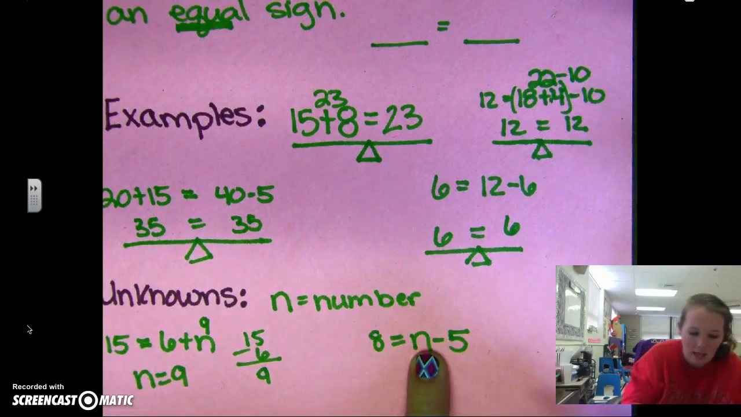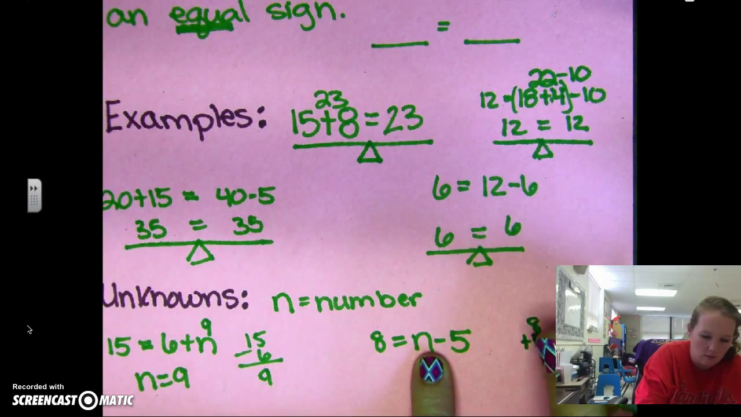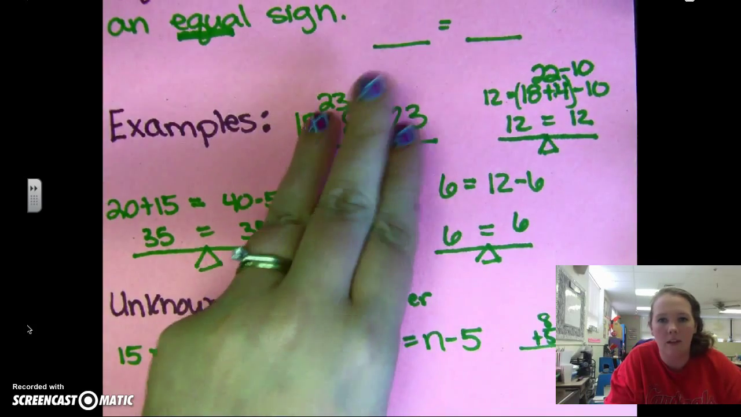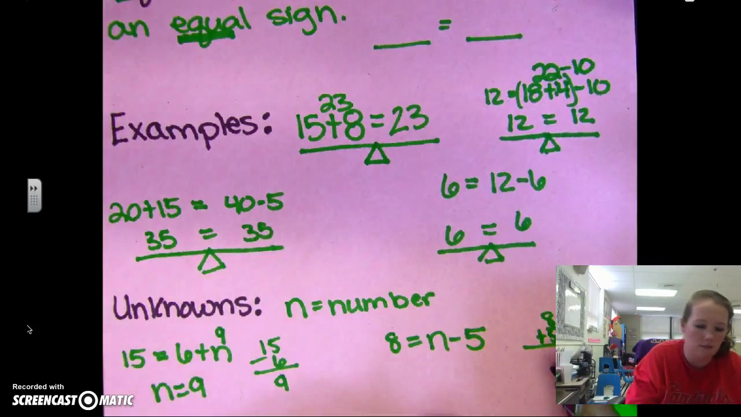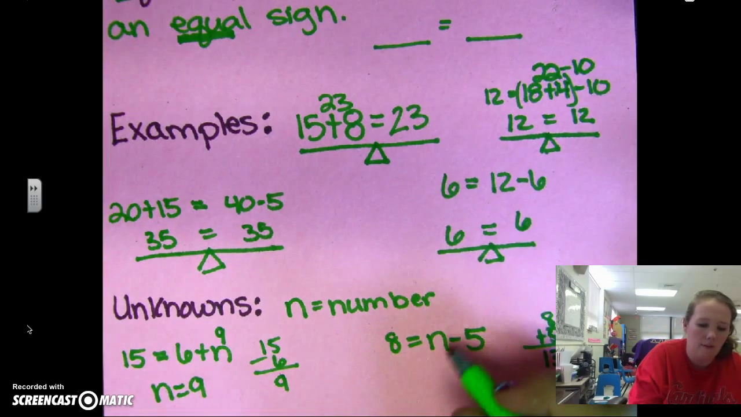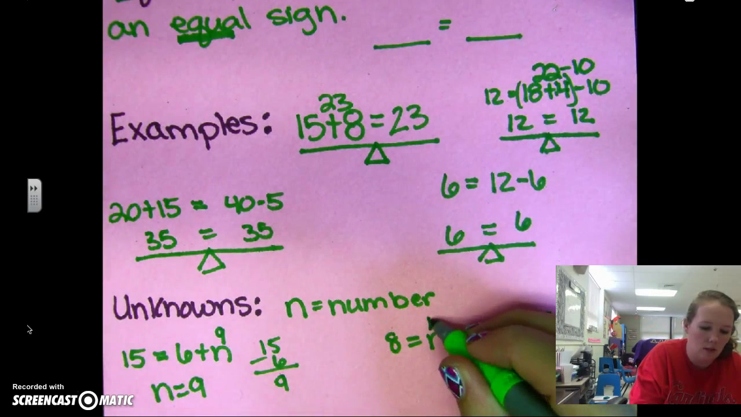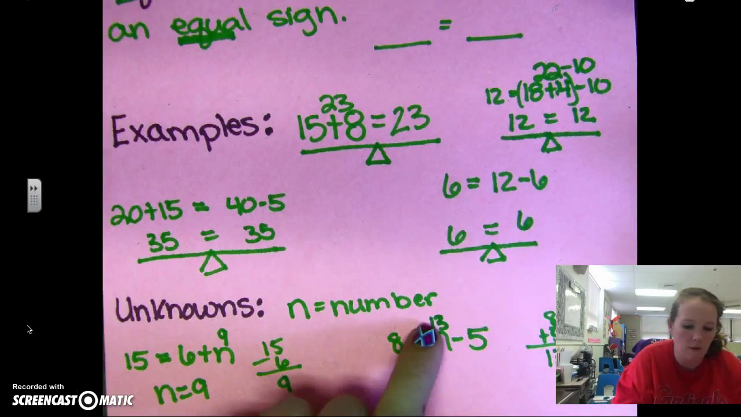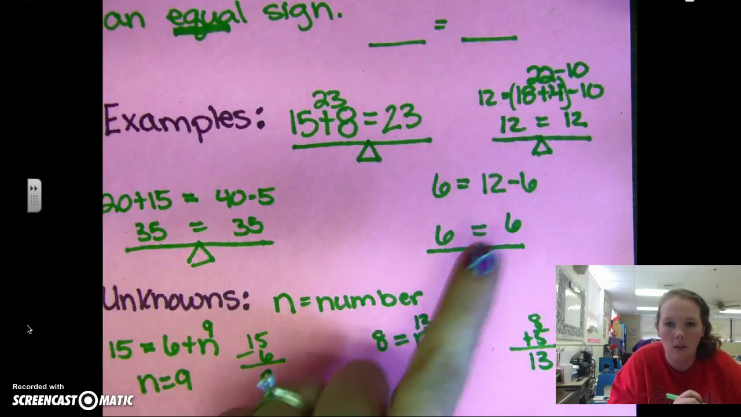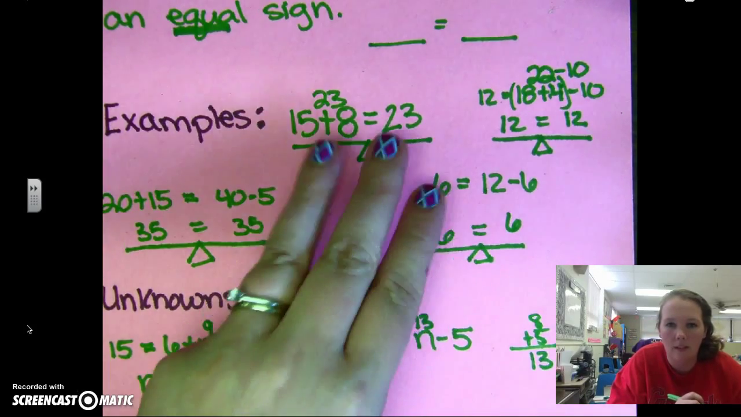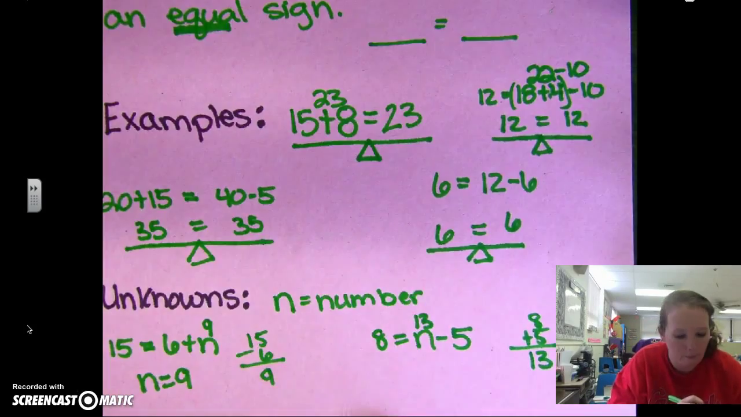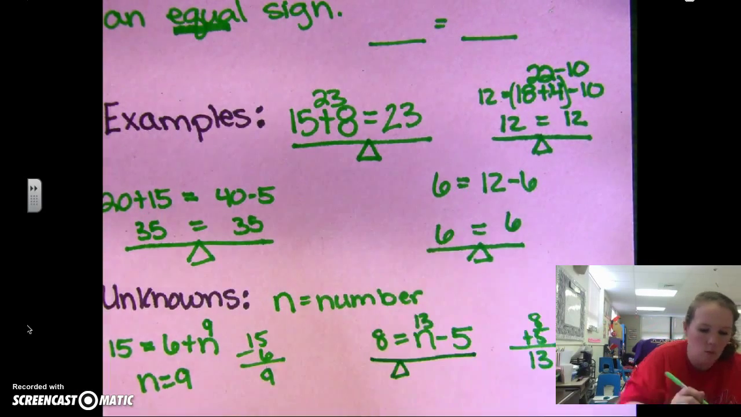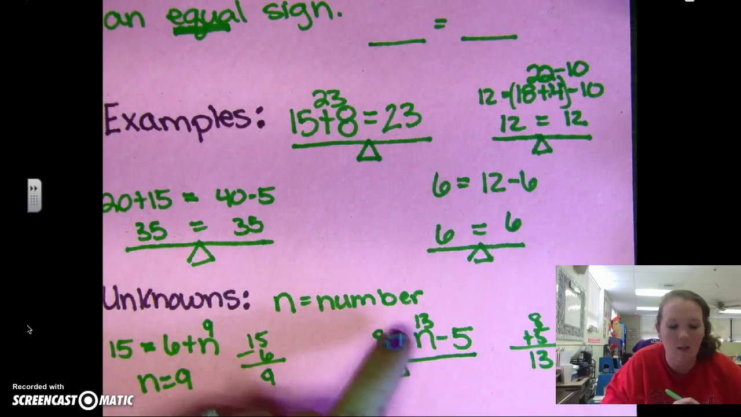So I'm going to add my two numbers together. 8 plus 5: 8, 9, 10, 11, 12, 13. So I found out that n is actually 13. And then I can check my work. What is 13 minus 5? 13, 12, 11, 10, 9, 8. Yep, 8. It's equal. My equation balanced once I figured out that n was 13.